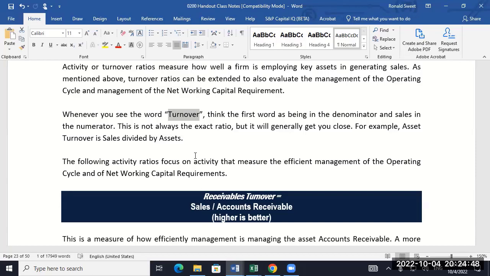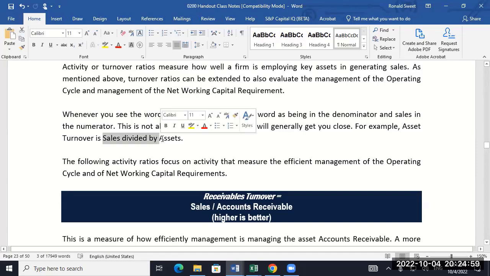So a turnover ratio, you have something related to revenues divided by whatever's in the ratio. So asset turnover is sales divided by assets. Receivables turnover is sales divided by receivables. Inventory turnover is cost of goods sold divided by inventories. So you have something related to sales related to inventory.